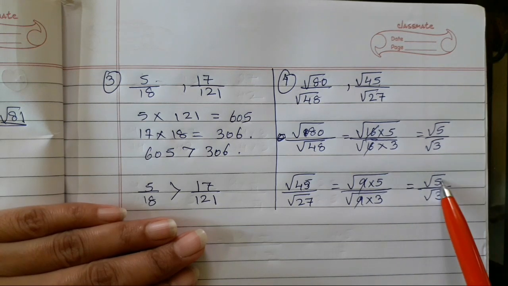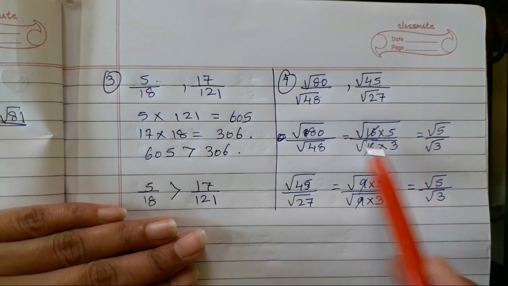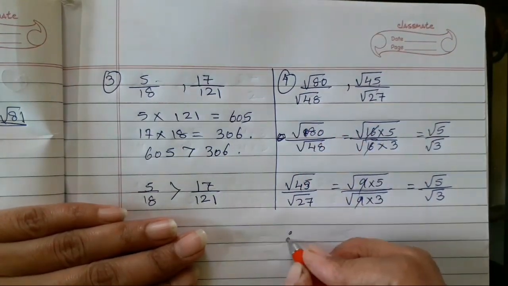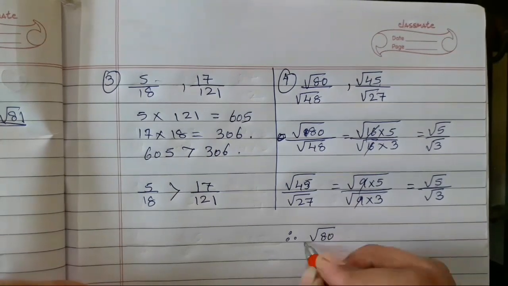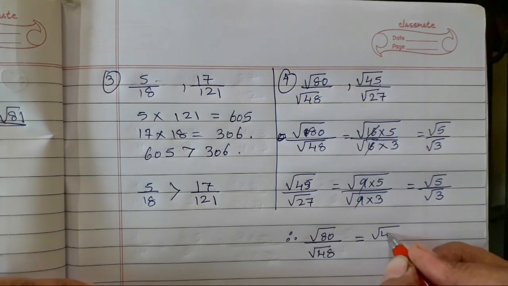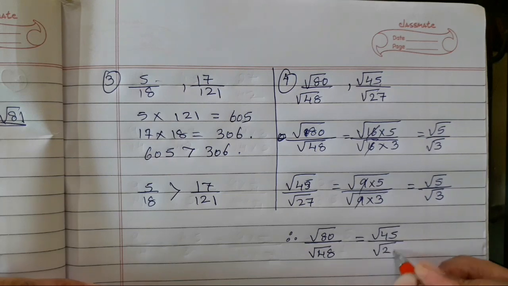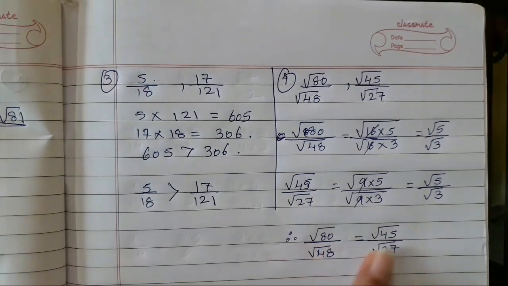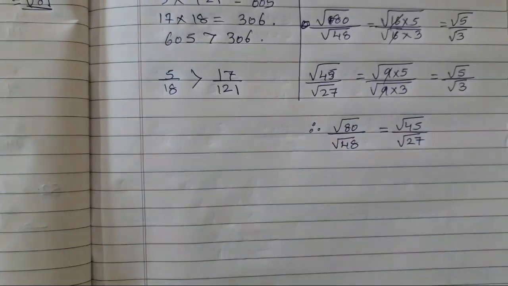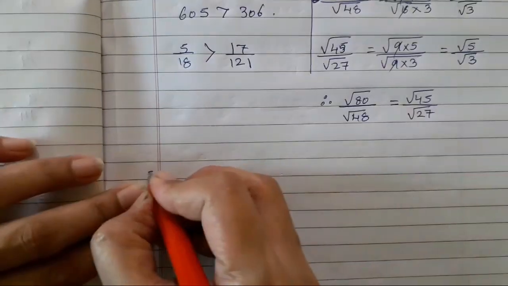You will see that we have got the same answer. That means these two ratios are equal. This is known as comparing the ratios. Root 45 and root 27, they are equal. Got it? This was easy, isn't it? Now we will do question number 5.